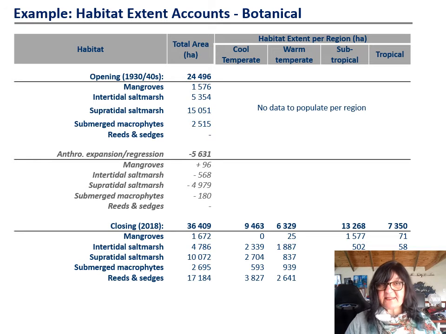In terms of the habitat accounts, we basically looked at botanical habitats, and not all habitats. We focused on mangroves, intertidal salt marsh, supratidal marsh, submerged macrophytes, and reeds and sedges. Our baseline for South Africa is 1930 to 1940 based on our first aerials, but we didn't have a national data set as yet. We are working on that. And then finally, we also captured in the closing account 2018 as we have it in the National Botanical Database, again subdividing the habitat types across the biogeographical regions.